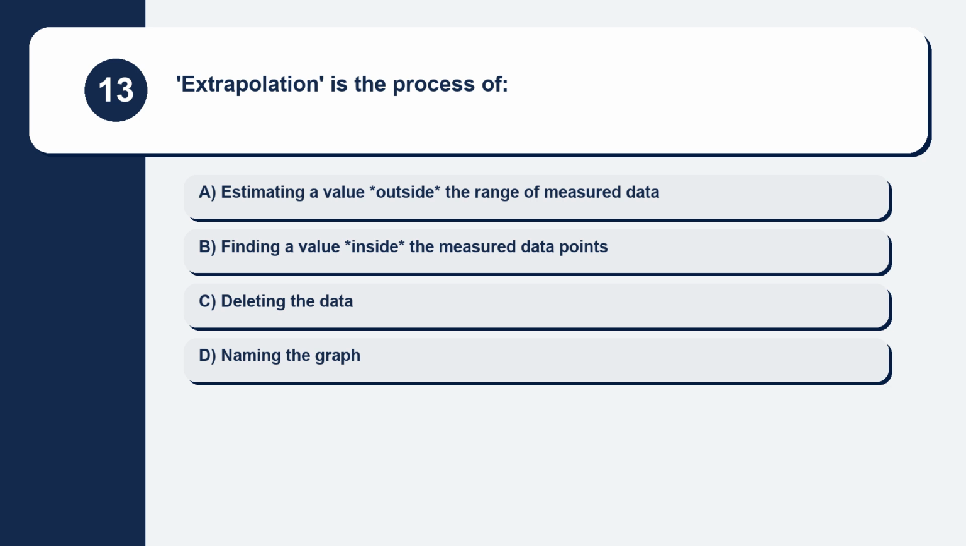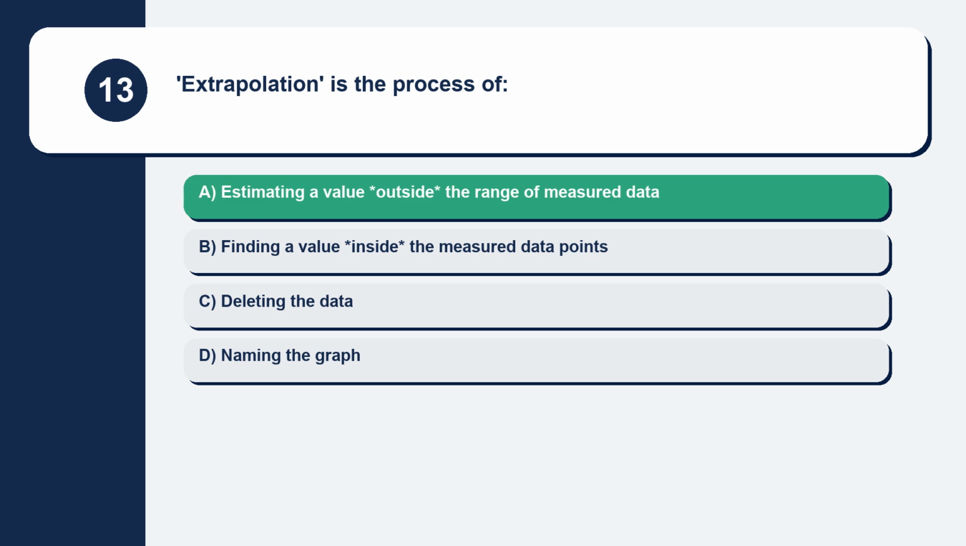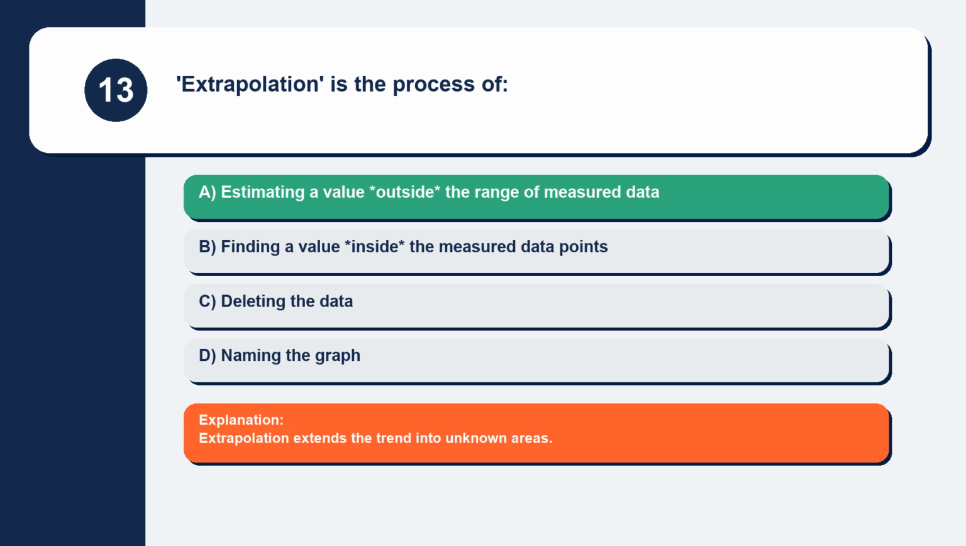Question 13. Extrapolation is the process of estimating a value outside the range of measured data, finding a value inside the measured data points, deleting the data, naming the graph. Extrapolation extends the trend into unknown areas.